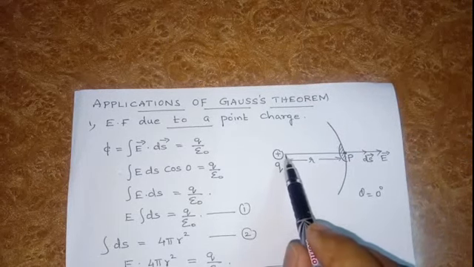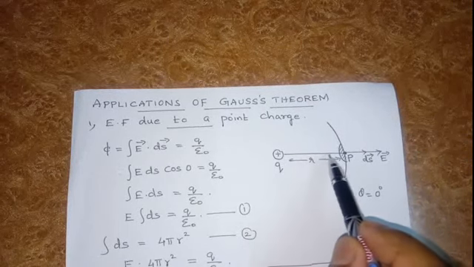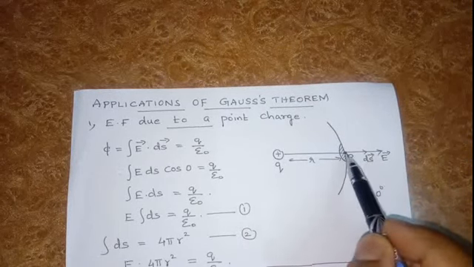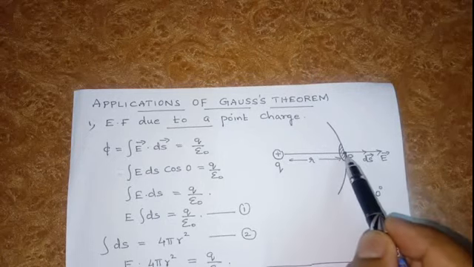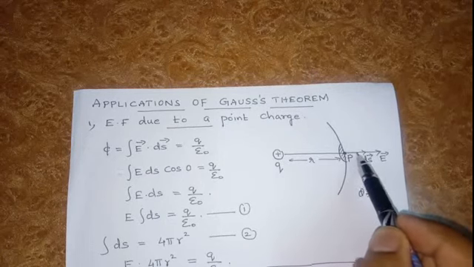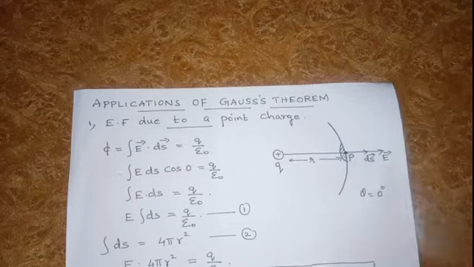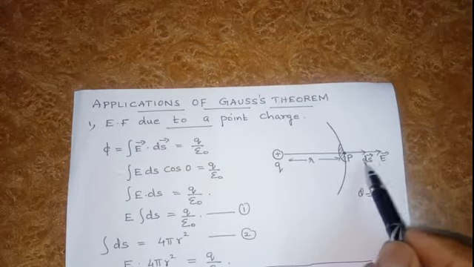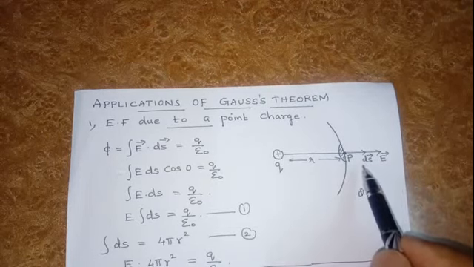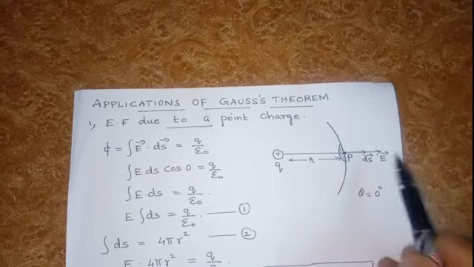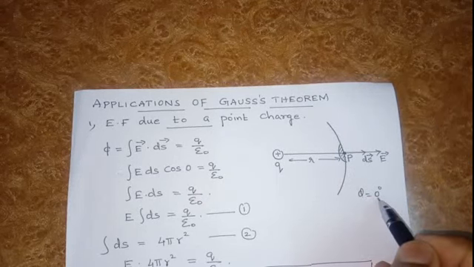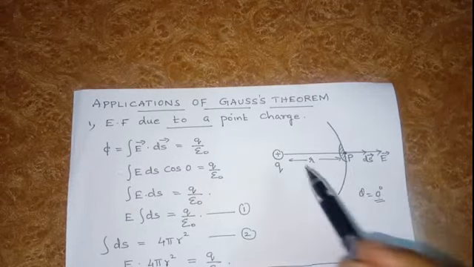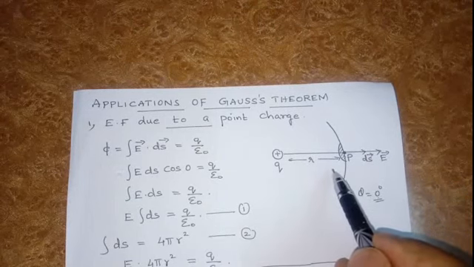I am just showing the part of the sphere only. After constructing a Gaussian sphere, I have to take an elemental area ds. This is a positive charge and that produces an electric field radially outwards. This is the direction of electric field. Area vector is always perpendicular to the area. So you can see E and ds are parallel to each other. When E and ds are parallel to each other, theta is equal to 0. Now in this situation, we can apply Gauss's theorem.